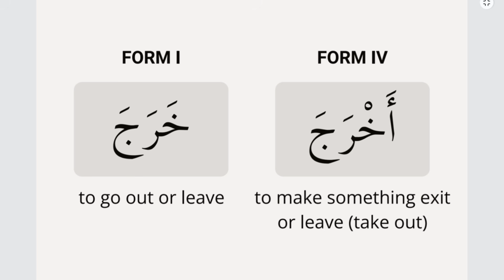One more example, kharaja means to go out or to leave. A form 4 verb from the same root will be akhraja. If form 1 is simply to go out, then form 4 should be to make someone or to make something go out, which means to take out, for example.